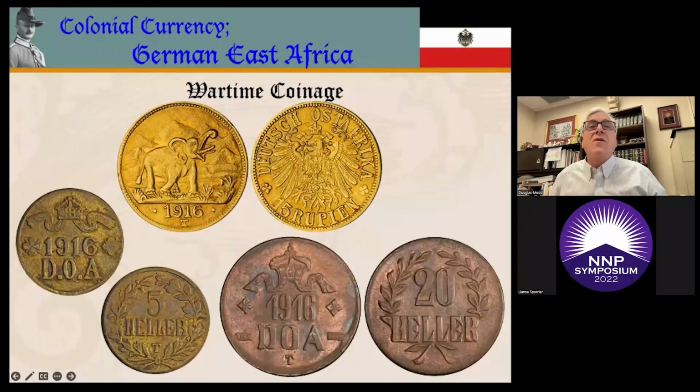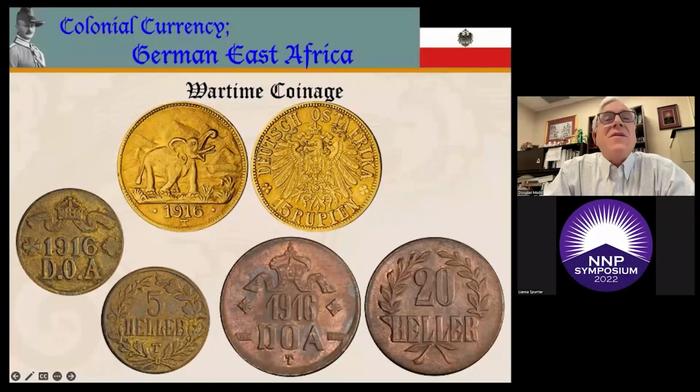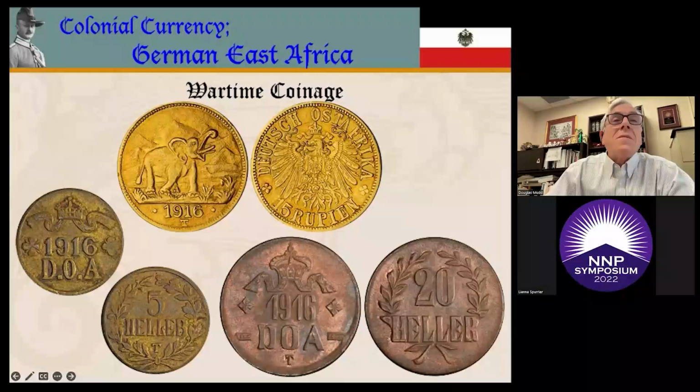So typical for the Germans, they kept intricate records of everything they did, including the mintages of these coins, these emergency pieces during the war. The last coins to be struck at the Tabora Mint were the Tabora sovereigns.